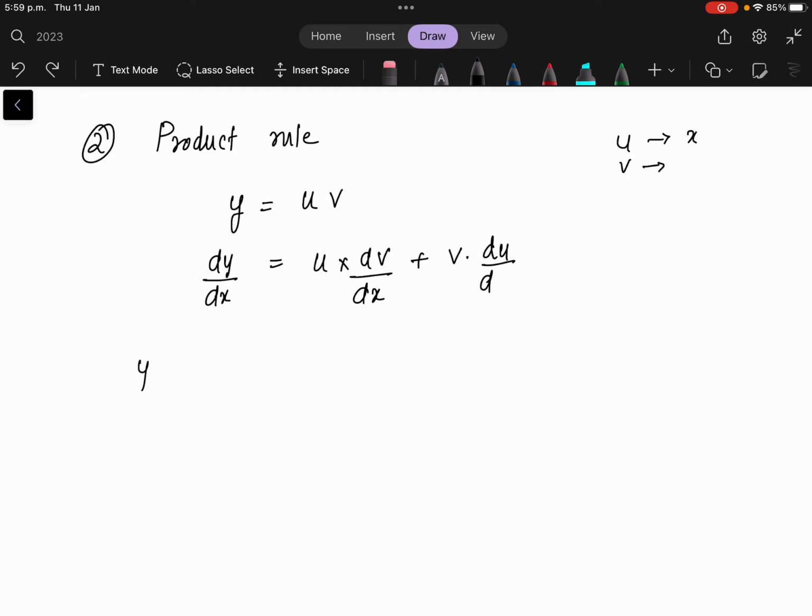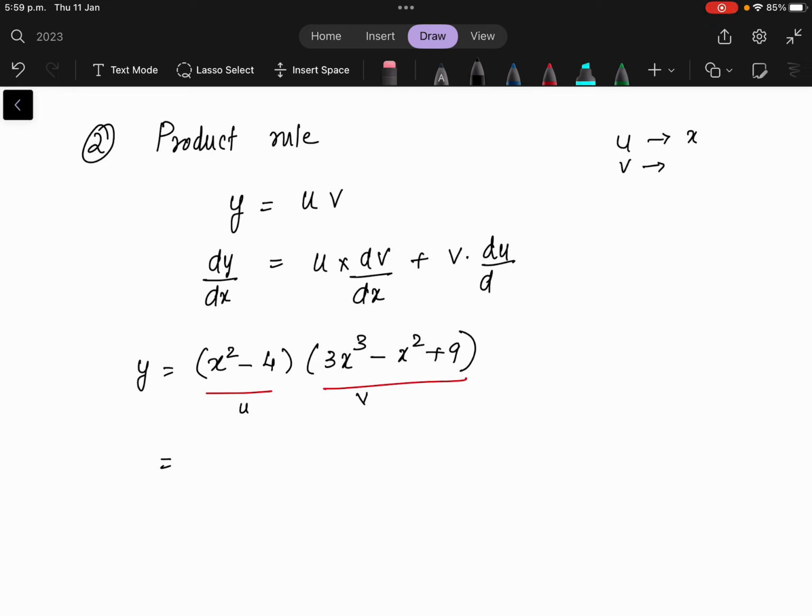Okay, y is equal to (x² − 4) times (3x³ − x² + 9). So how will you know whether you have to apply a product rule here? If you see that there are two terms here, and in both of the terms you have x's, you need to write this as a product rule, and this will be u and this will be v.